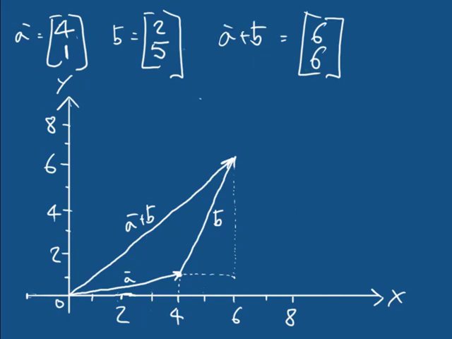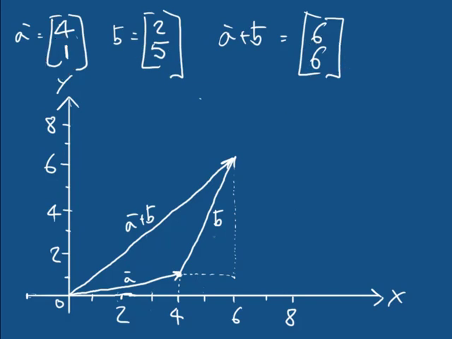And we can see if we took 4 and added 2 to 4, we'd get 6. And if we took 1 and added 5 to 1, we'd get 6. Fantastic. So in terms of the components, we simply add the first components together to get the first component of the result, and we add the second components together to get the second component of the result.